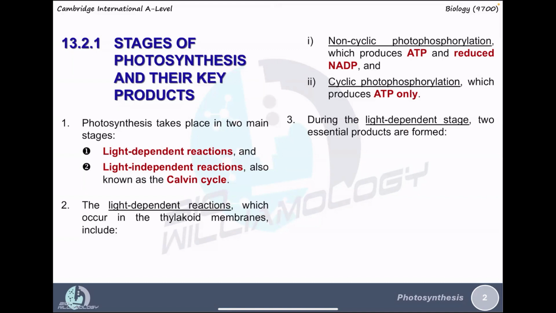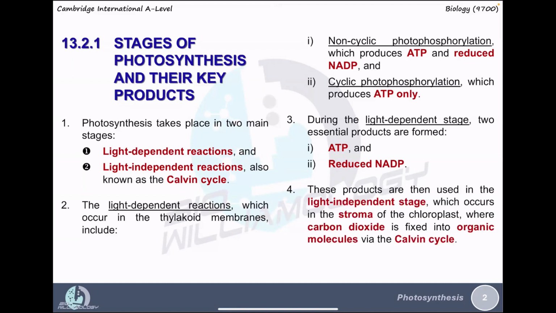During the light-dependent stage, two essential products are formed, which are ATP as well as reduced NADP. These products are very important because they will be used in the light-independent stage, which occurs in the chloroplast stroma, where carbon dioxide is used to produce organic carbon compounds through the Calvin cycle.